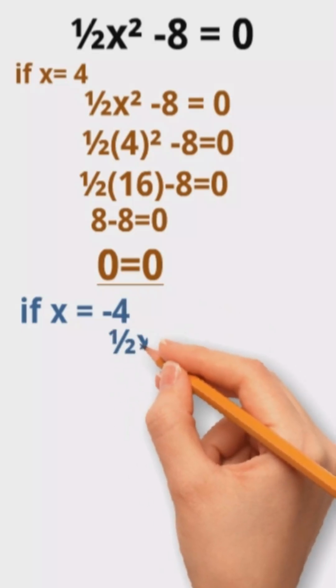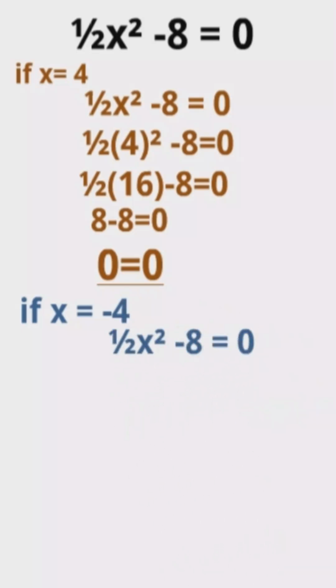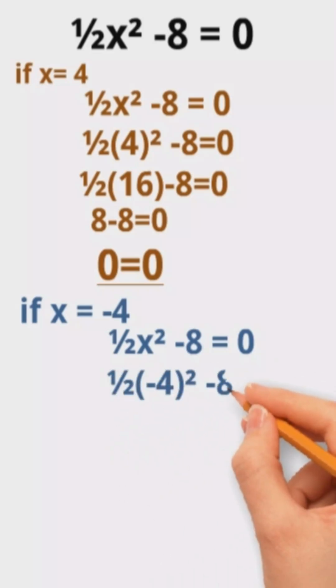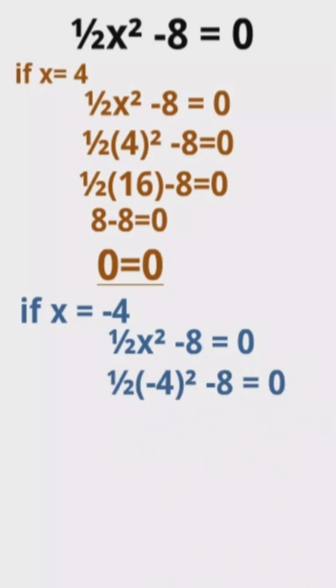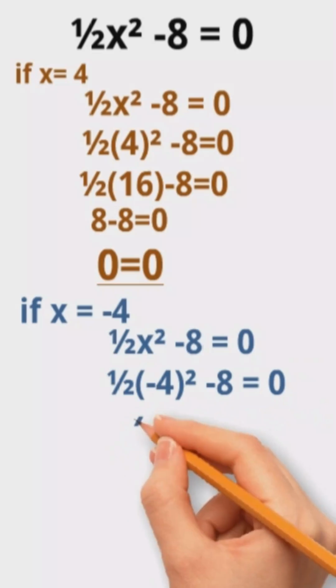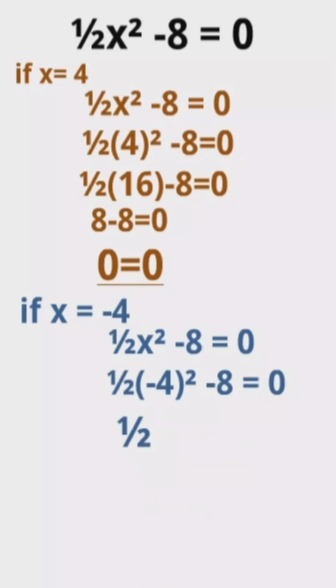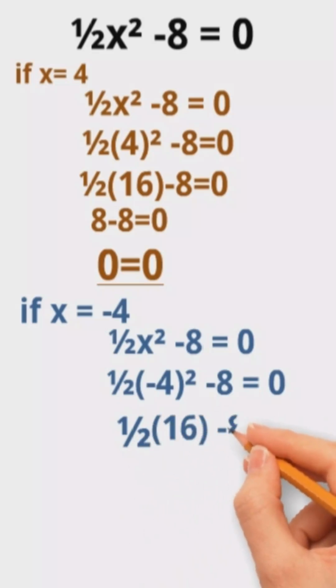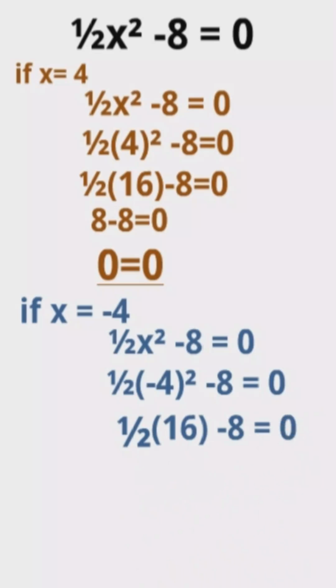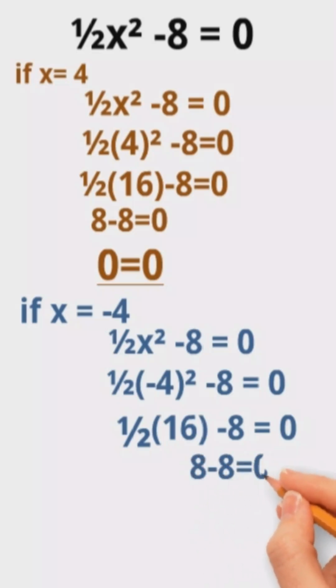1/2x² minus 8 is equal to 0. Next, we replace x by -4, and we will have 1/2 times (-4)² minus 8 is equal to 0. We write 1/2 first, then evaluate -4 squared, which will give us 16 minus 8 equals 0. We evaluate 1/2 times 16 will give us 8 minus 8 is equal to 0.